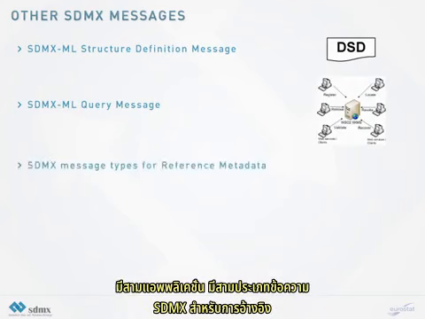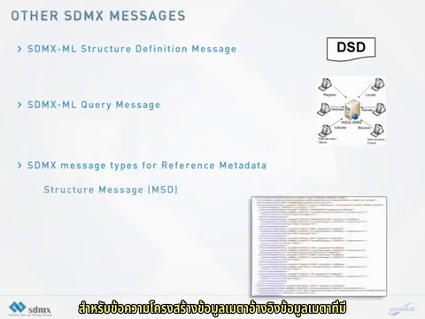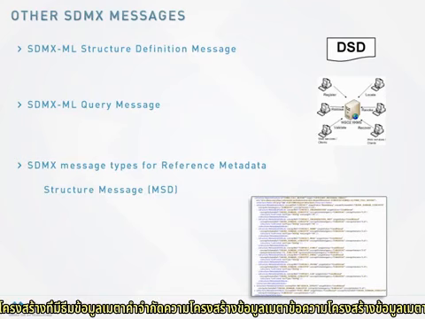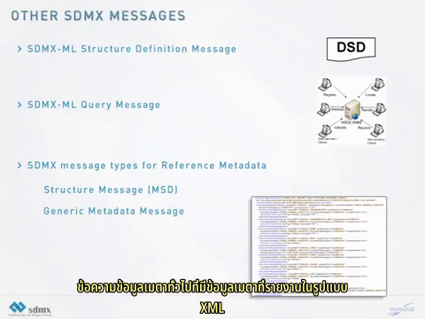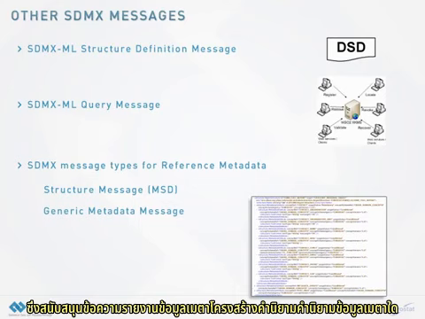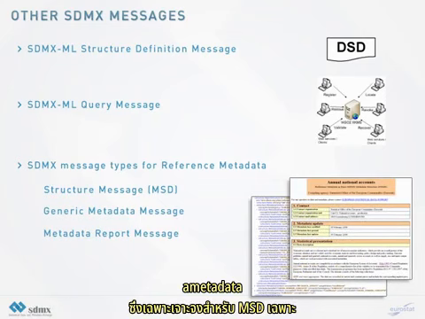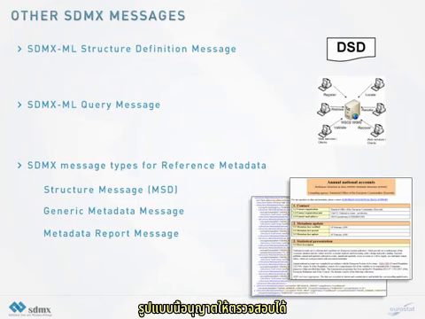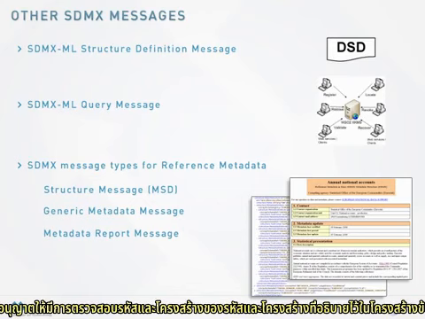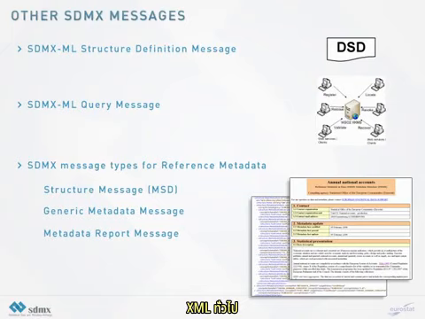There are three SDMX message types for reference metadata. Structure message, that contains the metadata structure definition. Generic metadata message, that contains reported metadata in an XML format which supports any metadata structure definition. Metadata report message, that contains a metadata report which is specific to a particular MSD. This format allows for the validation of the codes and structures described in the metadata structure definition with a generic XML parser.